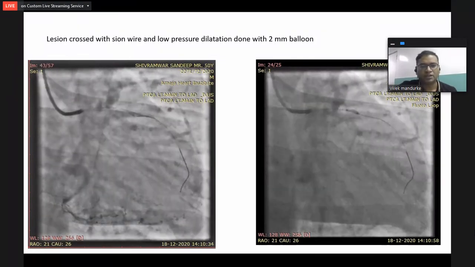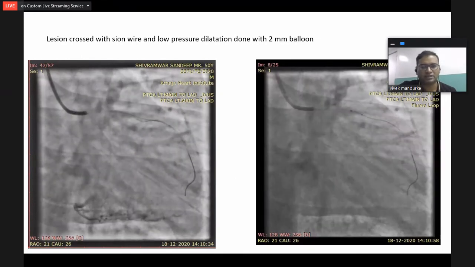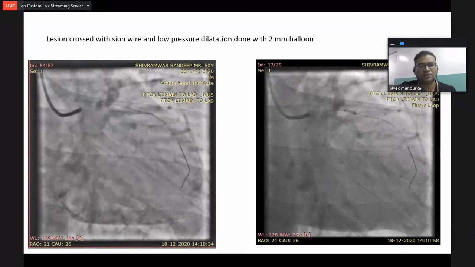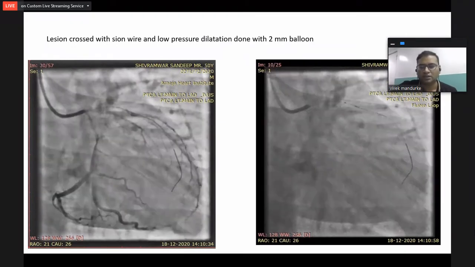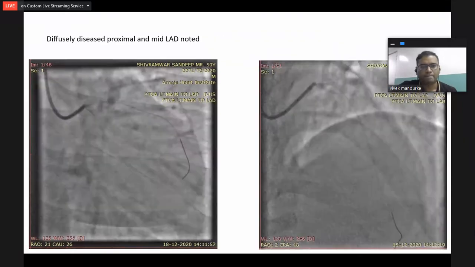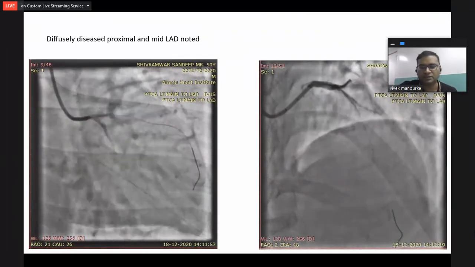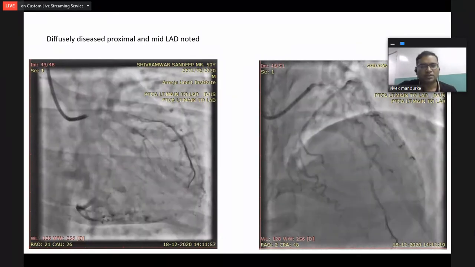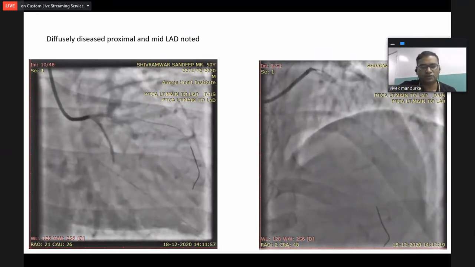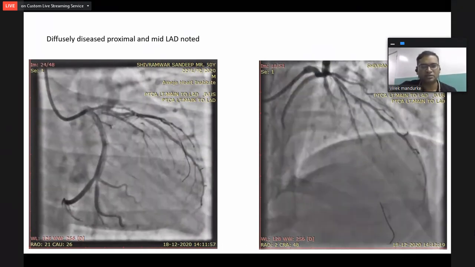So luckily we easily passed this BMW wire distally, and with just a 2 millimeter balloon, because it was already looking like thrombotic lesions, low pressure dilatation done. And we can see distal LAD, some thrombus was there, diffusely we can see. So we considered that pre-IVUS we will do to see the landing zone and size of the vessel and also assess the length.